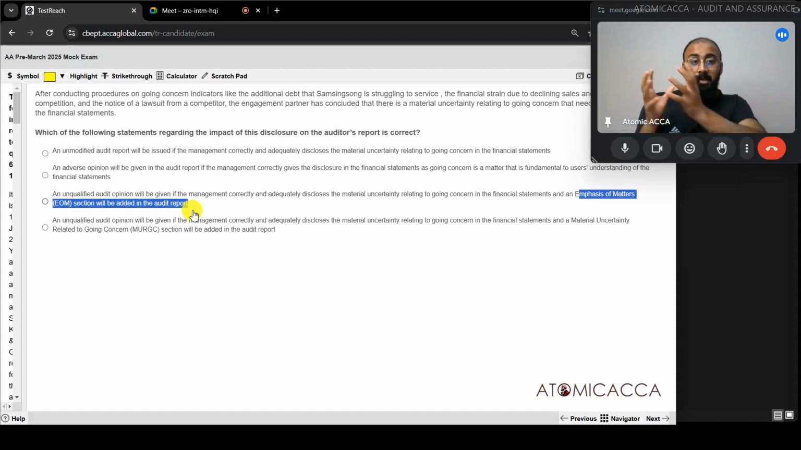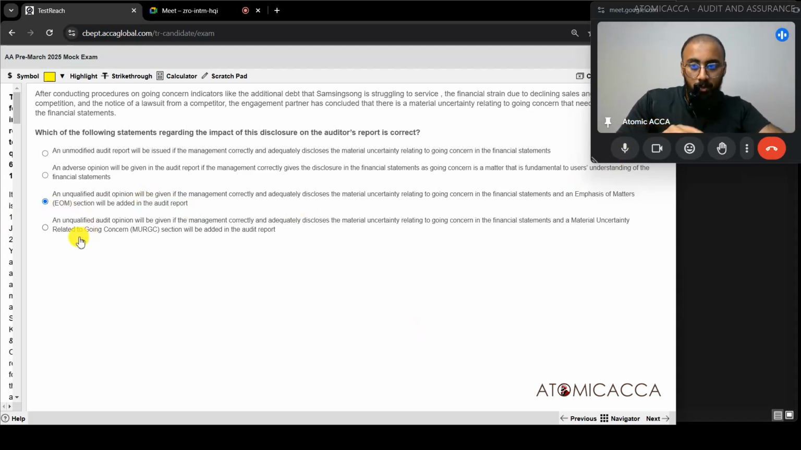One is MURGC. This will connect to the disclosures about material uncertainty related to going concern. The emphasis of matter paragraph will connect to the disclosures that are already there apart from going concern disclosures. So anything about going concern disclosure, MURGC. Anything apart from going concern disclosure, emphasis of matter paragraph. So here this is about a going concern issue, so we cannot use the emphasis of matter paragraph, so option C is also wrong.